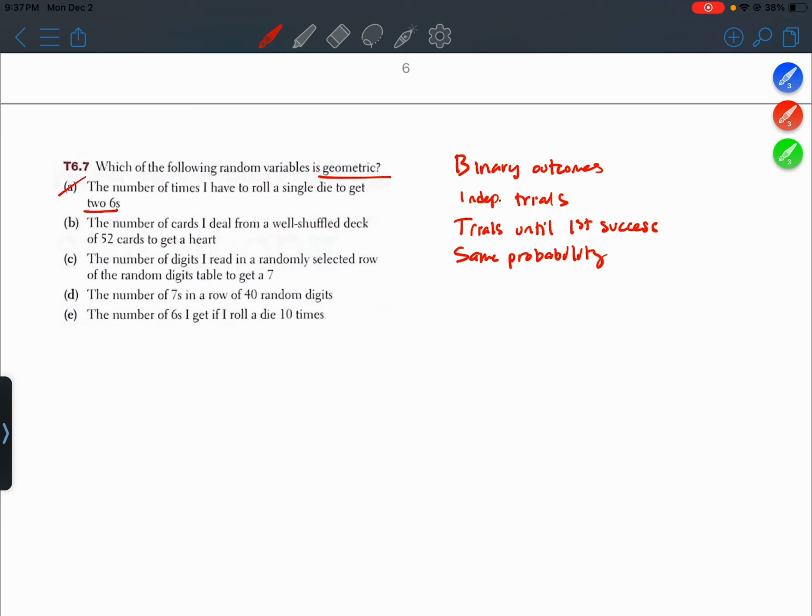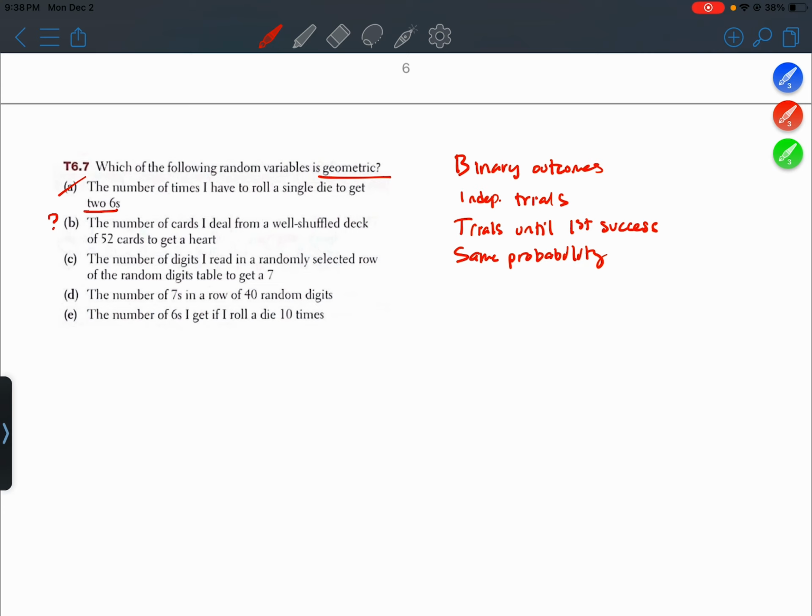B says the number of cards I deal from a well-shuffled deck of 52 cards to get a heart. That one's a little tricky because it doesn't say whether we're replacing the cards or not, and that makes a difference because we need the same probability of success. If we're not replacing the cards, then the chances of getting a heart can go up or down depending on which cards we pull out of the deck. So I'm going to put a question mark next to that one because I'm just not quite sold on it.